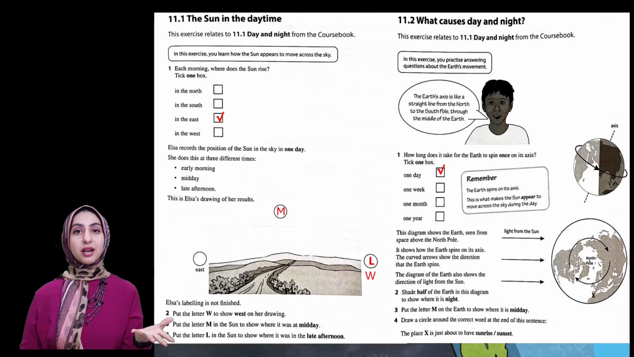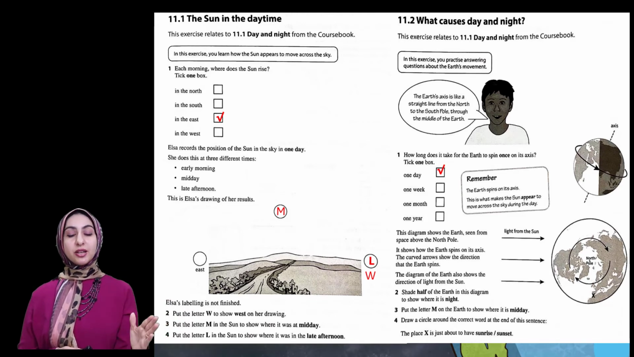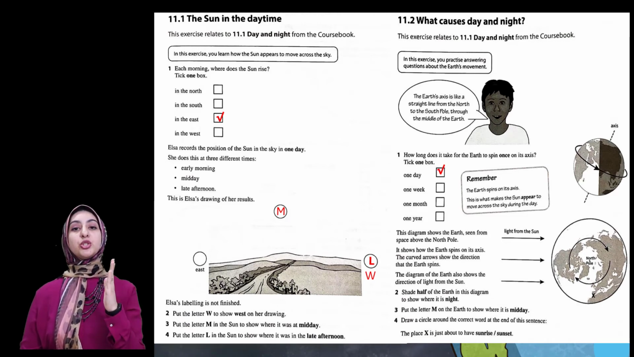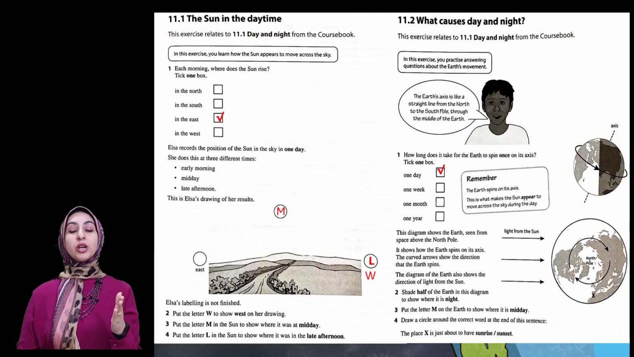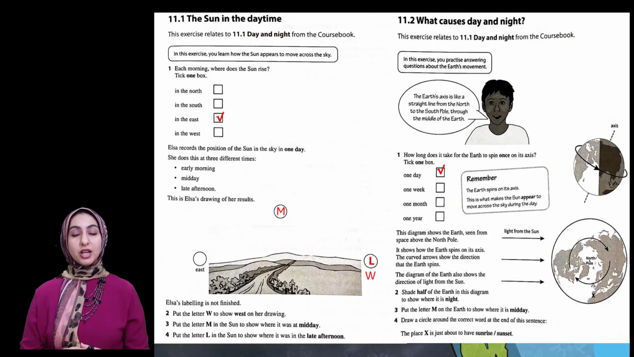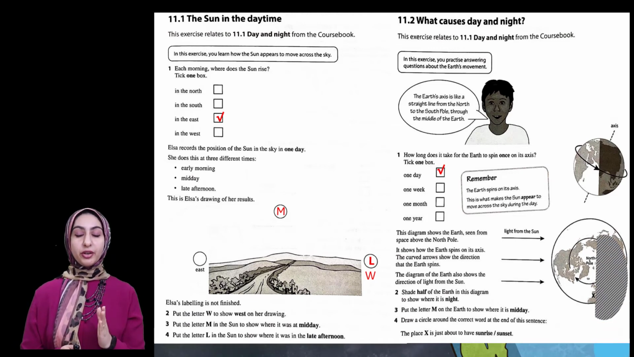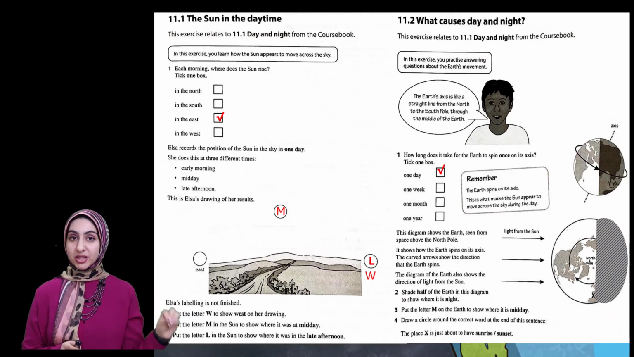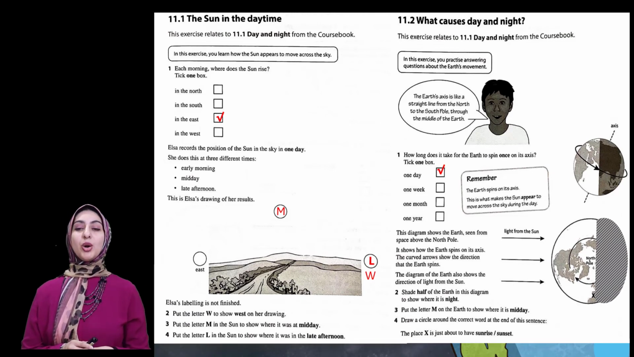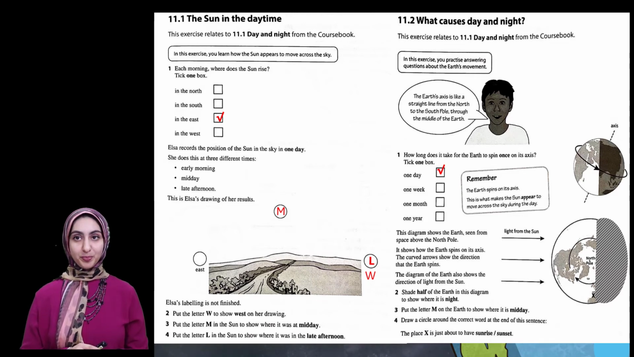Okay, as we can see here in the diagram, the sun rays come from the left. And the half of the Earth which is facing the sun rays will have daytime, and the other one which is away from the sun rays will have nighttime, right? So this is the half of the Earth which is facing away from the sun, so it will experience nighttime, right?